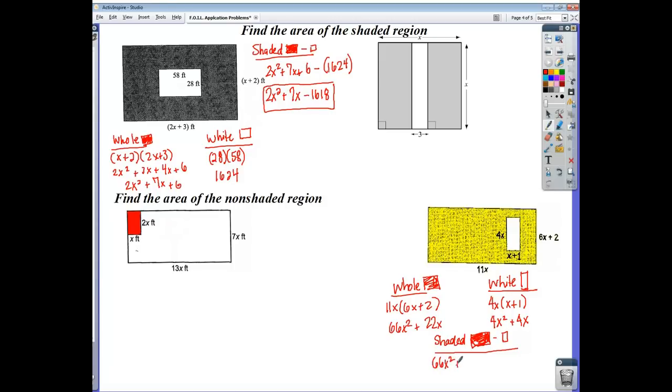All right, so the whole was 66x squared plus 22x. Now notice what I said up here, minus all of this. So I'm taking away all of this, minus 4x squared plus 4x. Notice I'm taking all of that away. Remember, when we have a subtraction sign in front of the parentheses, we change this to addition and change the sign of everything on the inside. So I'm really taking that and that away. So 66x squared minus 4x squared gives me 62x squared. And then 22x minus 4x gives me 18x. And there it is.